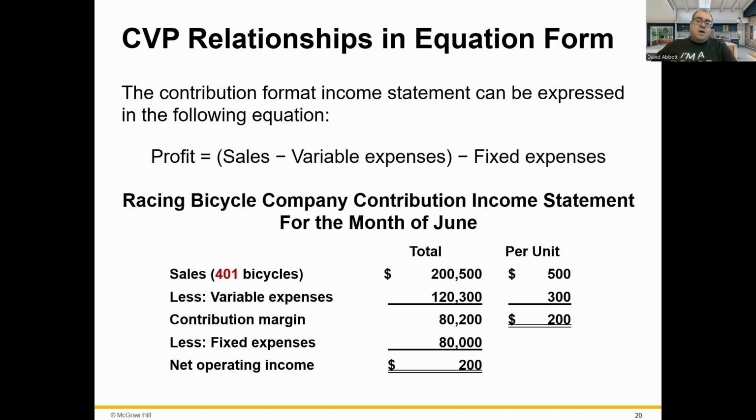So the equation is our profit or net income equals our sales minus our variable expenses. Notice that that is in parentheses, so we would calculate that first, and then we would subtract our fixed expenses, and that would get us our profit, or our other way of saying profit would be our net income. So you can use either way. You can use the contribution income statement, or you can use the equation.